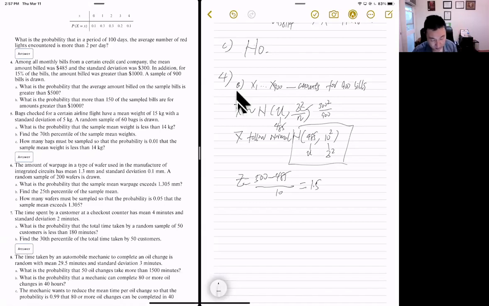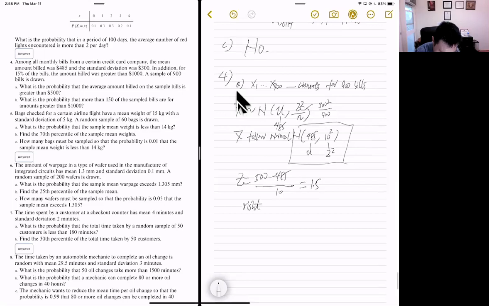All right, so we need to calculate the area to the right of Z. Okay, because the question is asking more than 500. So right of Z of 1.5 will be 1 minus 0.9332. Okay, so that value is what we found from table 8.2.